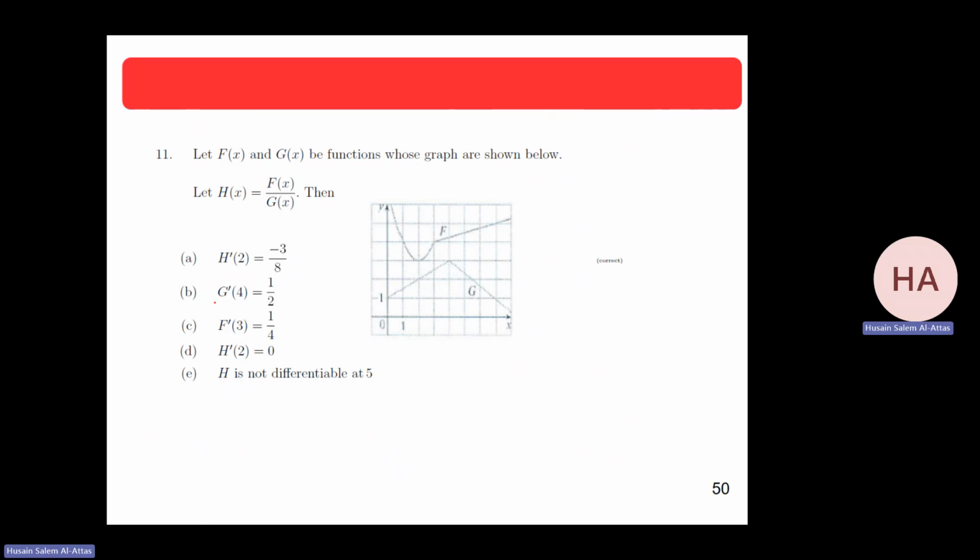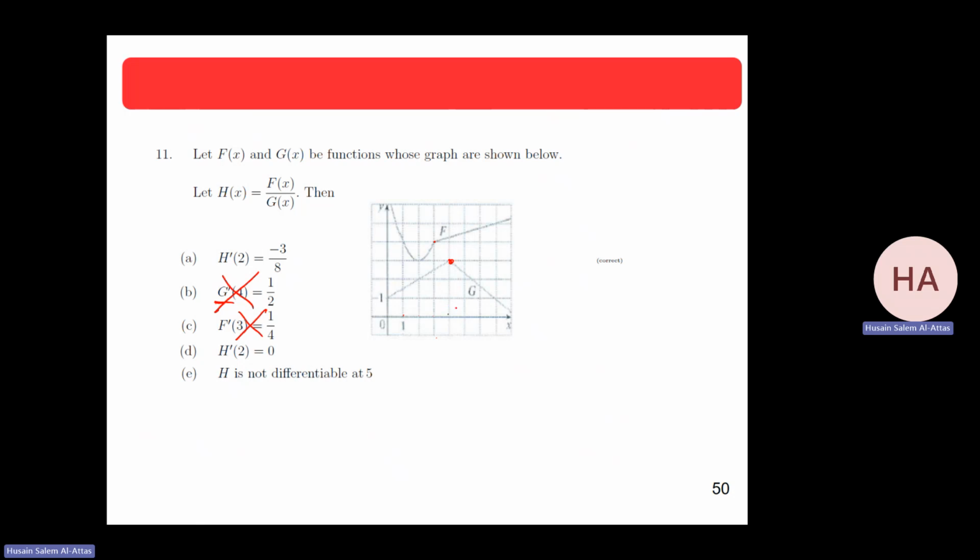Since I need to find now g prime at 4. This is g. Where is 4? 1, 2, 3, 4. Here. No, the function is not differentiable. So this is wrong. F prime at 3. 1, 2, 3. This is 3. The same thing. There is a sharp turn, so this is wrong.